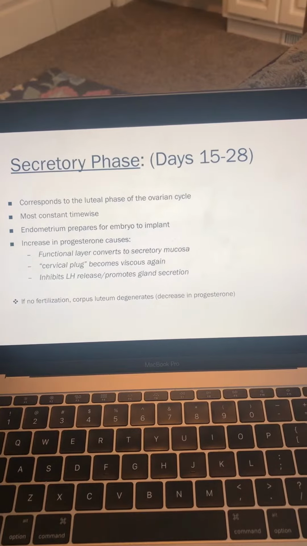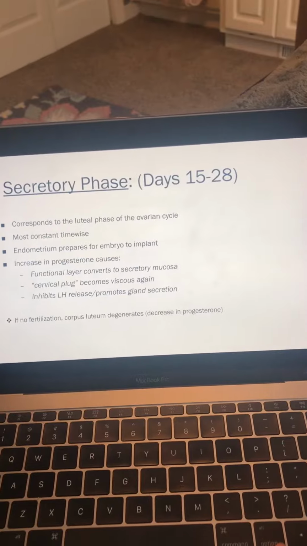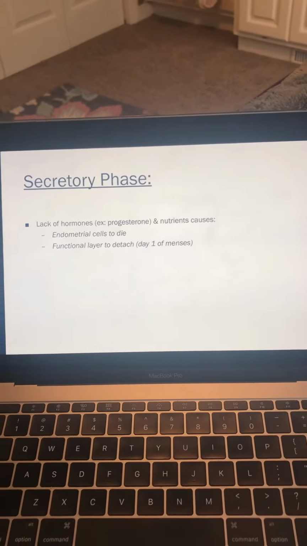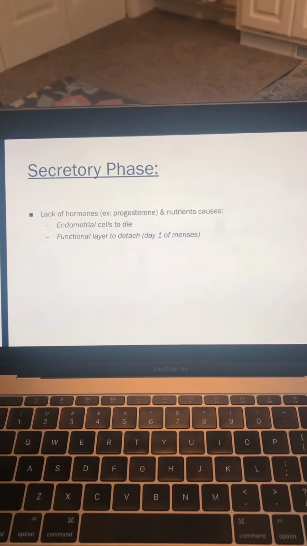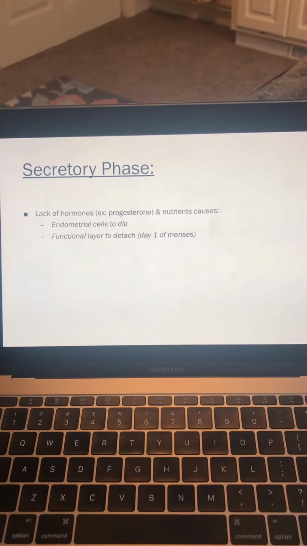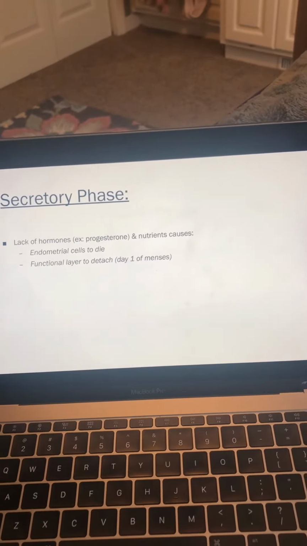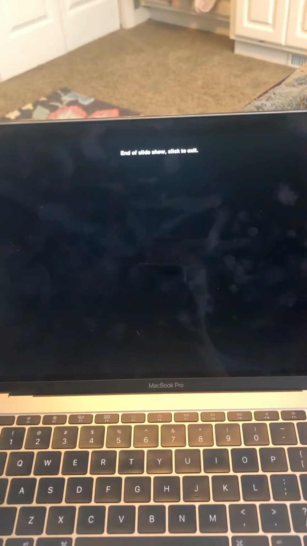If there is no fertilization, the corpus luteum degenerates, and this causes a decrease in progesterone. In the secretory phase, the lack of hormones and nutrients causes the endometrial cells to die and the functional layer to detach. And that is all.